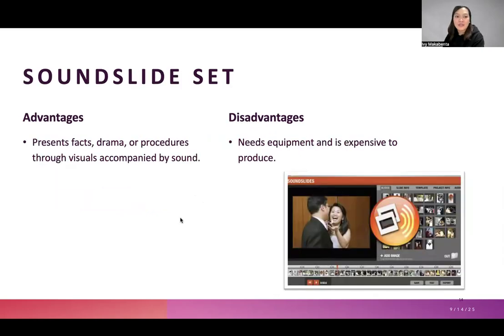Next, we have sound slide set. It presents facts, drama, or procedures through visuals accompanied by sound. The only disadvantage is that there is a need for specialized equipment, which makes it an expensive option to produce.